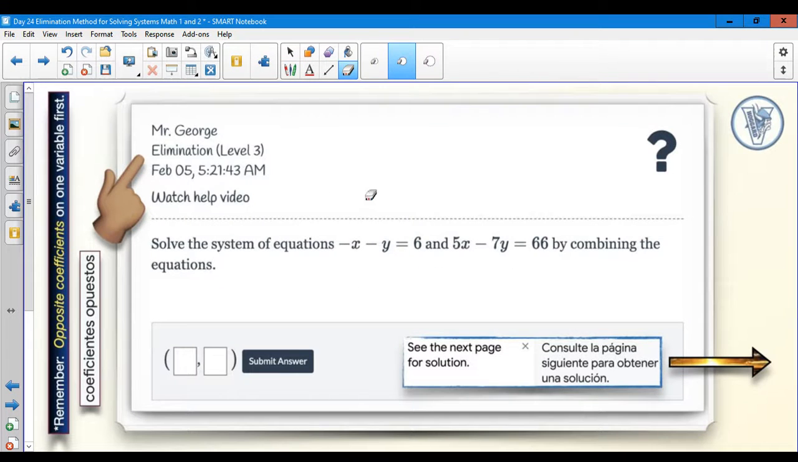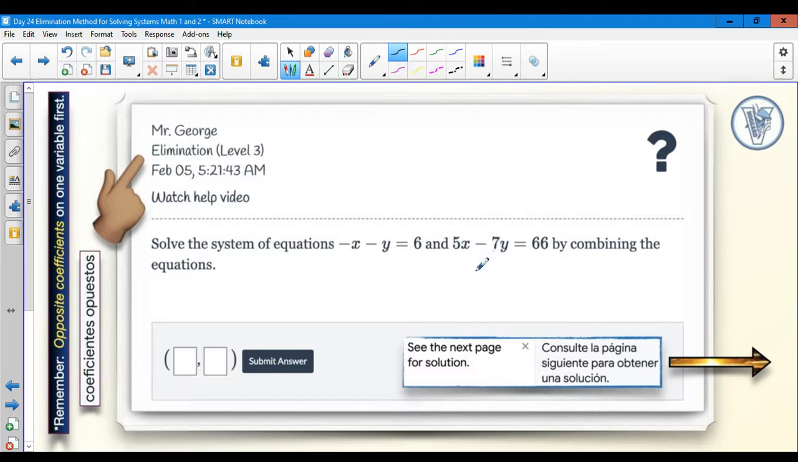All right, here we go, guys. We got elimination level 3 in Delta Math. They word the question like this: solve the system of equations negative x minus y equals 6 and 5x minus 7y equals 66 by combining the equations. Now, this is written horizontally, and we're not used to seeing it that way, really.